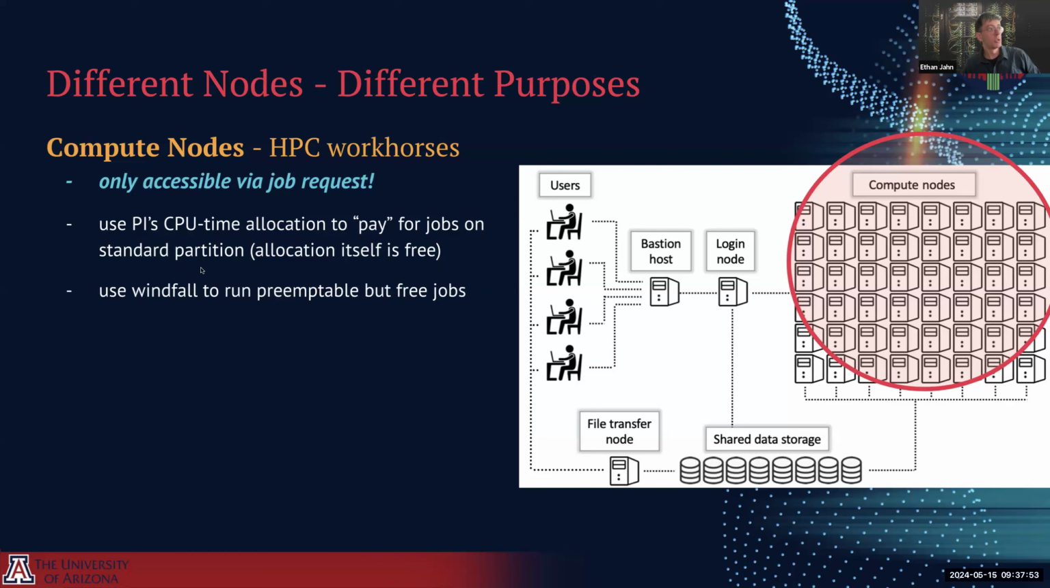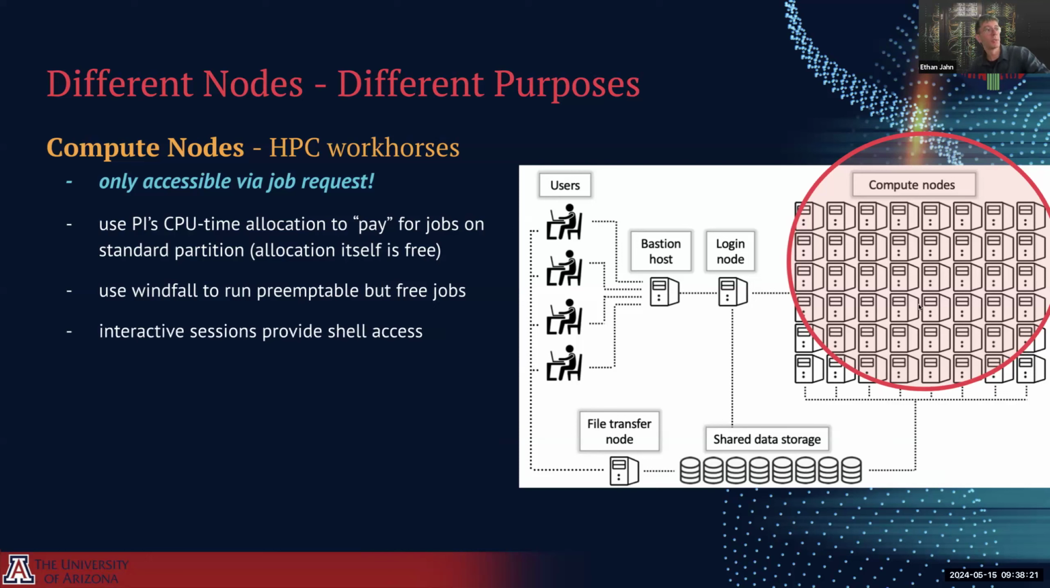It is also possible to use Windfall. This is another partition to run preemptible but free jobs. Preemptible here meaning that a standard job can come along and kick you off of the compute node. So if you're okay with that happening, if you have a way of saving your work part of the way through, then it is possible to use Windfall to run jobs that don't subtract their time from the PI's allocation.